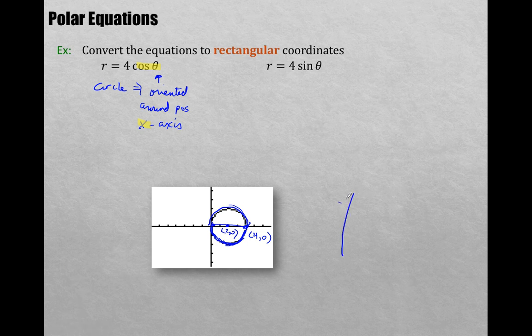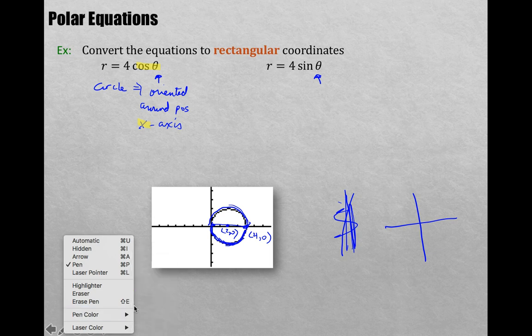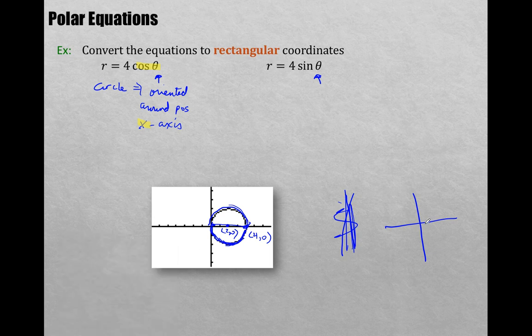Talk to me about when sine is 0. Where are you? When you put in 0 for theta, sine of 0 is what? 0. So your radius is 0. What about pi over, as you rotate around, what about sine of pi over 2?